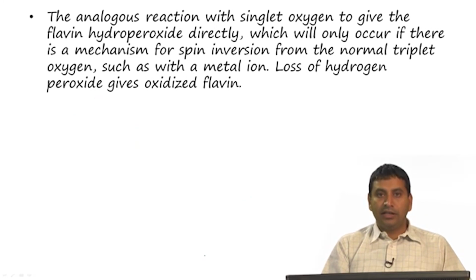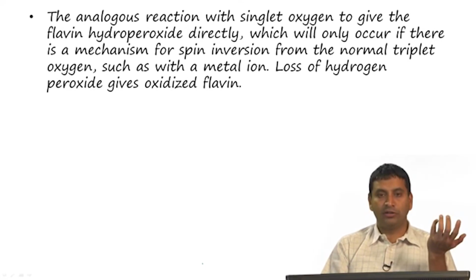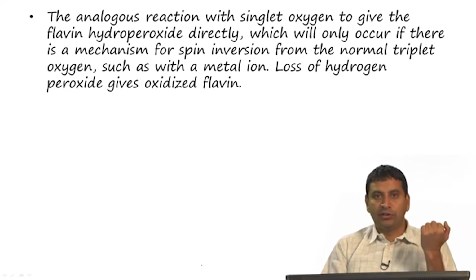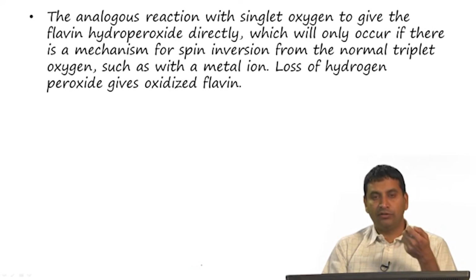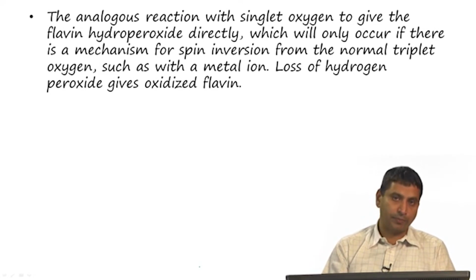The analogous reaction with singlet oxygen to give the flavine hydroperoxide directly is also possible, and it will occur only if there is a mechanism of spin inversion from the normal triplet oxygen, because normally triplet oxygen is what exists. This singlet oxygen is produced in situations where there is a metal ion, and again there is loss of hydrogen peroxide to give the oxidized flavin. We will not look into the details of this mechanism, but this is another way in which you can regenerate flavin after the redox reaction.